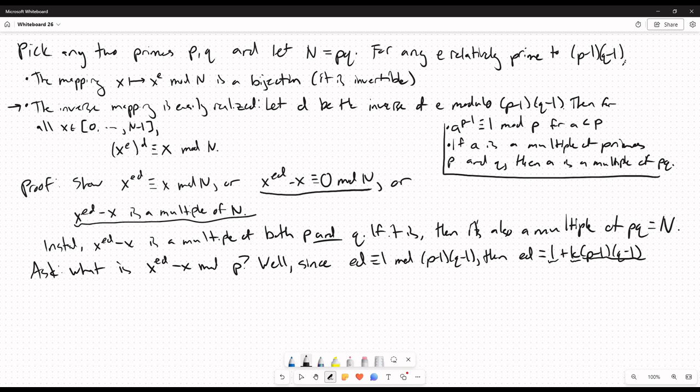I think this is the dividend, that's the divisor. It's been a while since I was in middle school. I don't remember those words. That's okay.